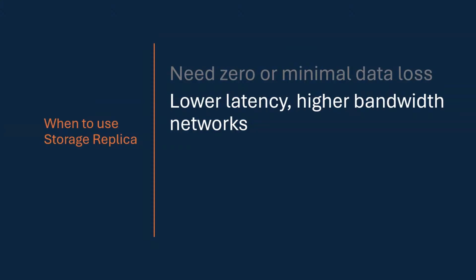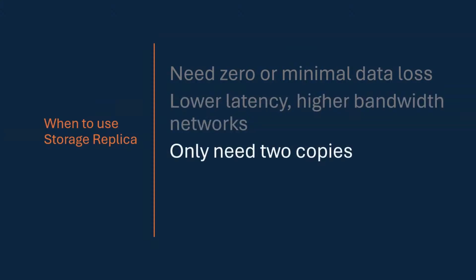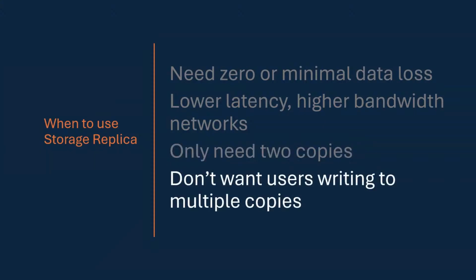DFSR was designed to work on modem networks, extremely narrow networks. And I only need 2 copies of the data. DFSR supported thousands and thousands of copies of the same file, whereas SR just does a source server and a destination server, and that's it. And finally, I don't care about this multi-user case. I don't want users writing to 14 different copies of the file and then a complex algorithm deciding who won.